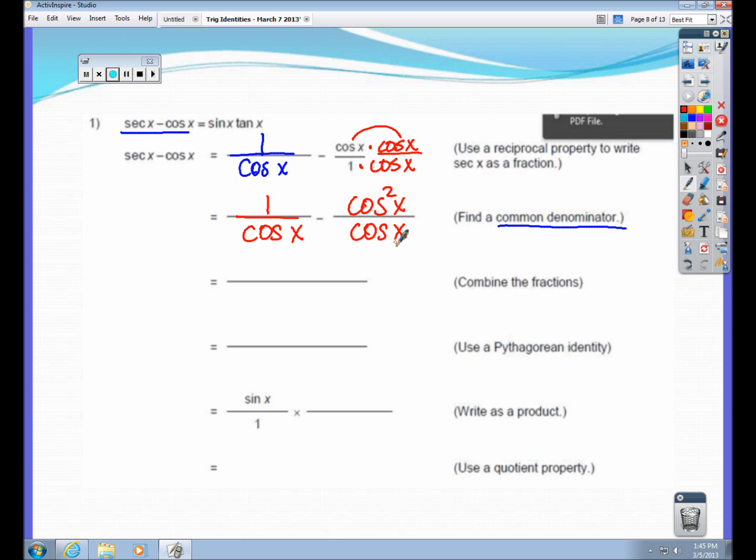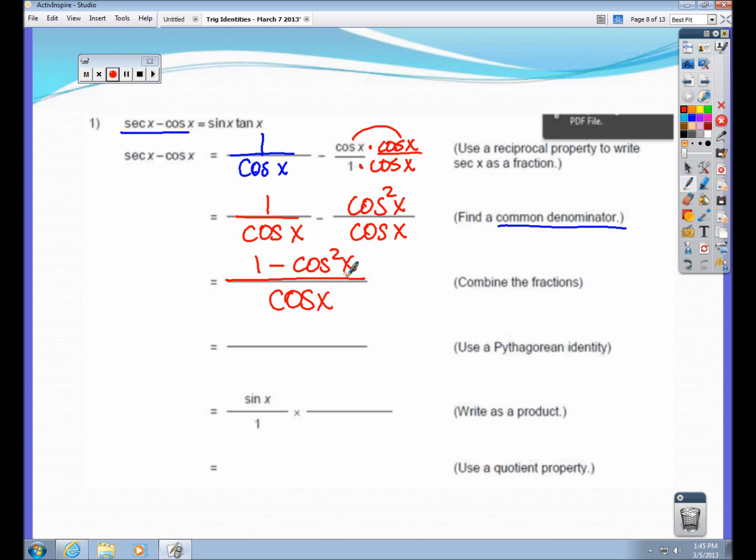And now that the denominators are the same, we can write this as one fraction. So if my common denominator was cosine of x, I'm going to leave that on the bottom. And on the top, I'm just going to write 1 minus cosine squared. Okay. Now remember, I'm trying to get sine times tangent for my answer. I don't have a sine or a tangent anywhere in this problem.